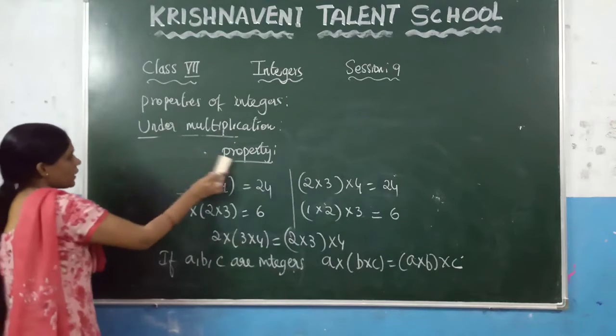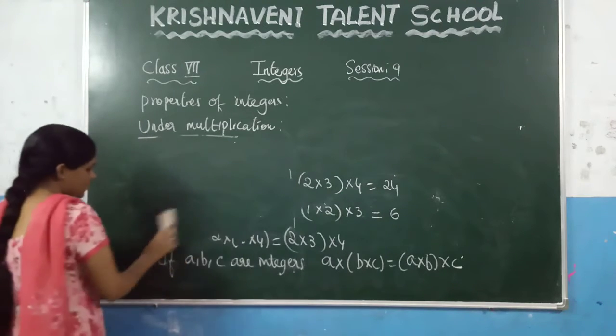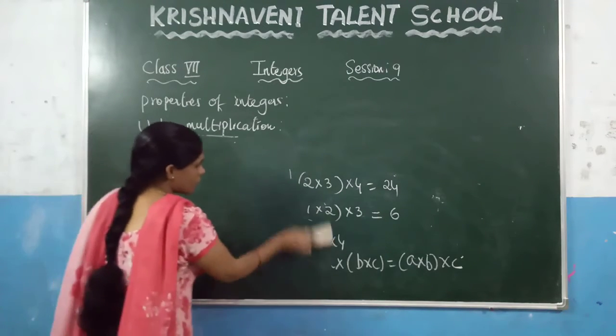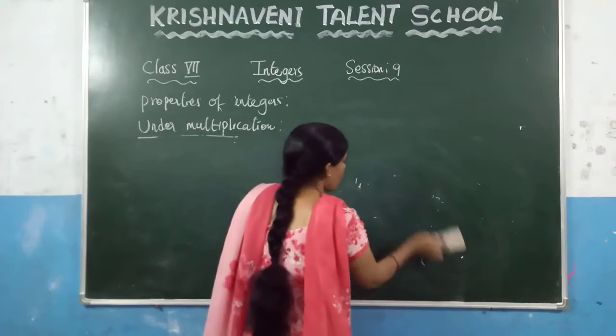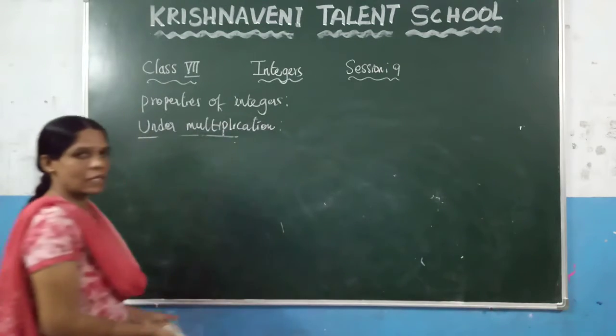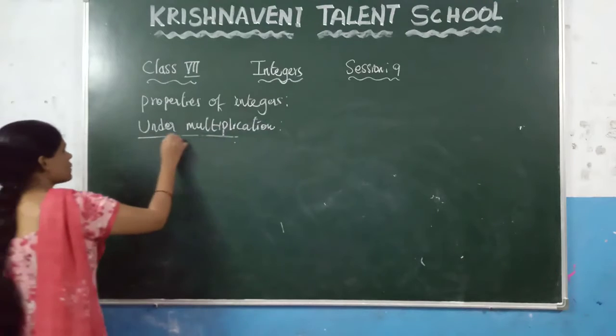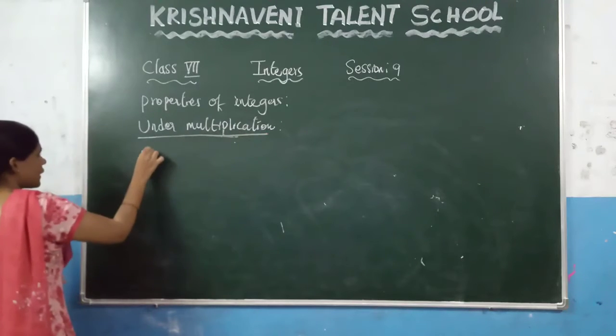Next, the property is multiplicative identity. Before, we discussed the additive identity. What is the additive identity? 0 is the additive identity. Now discuss the multiplicative identity.